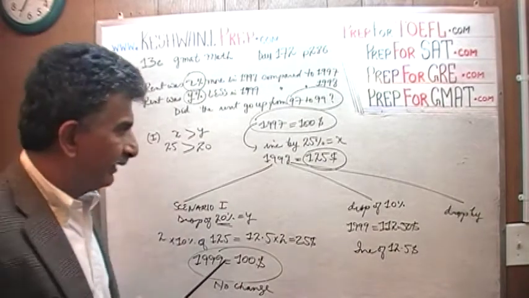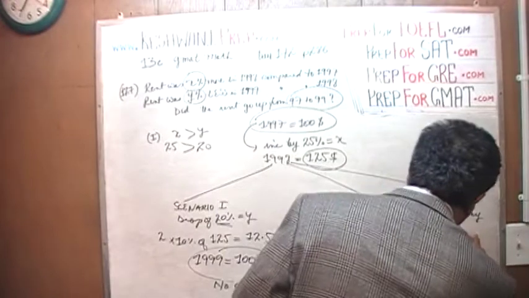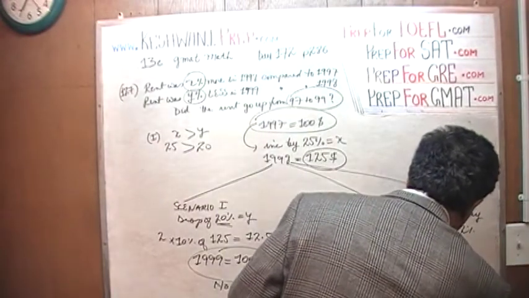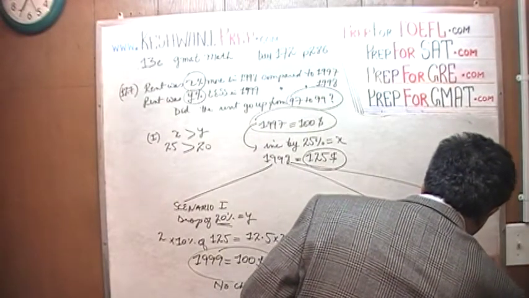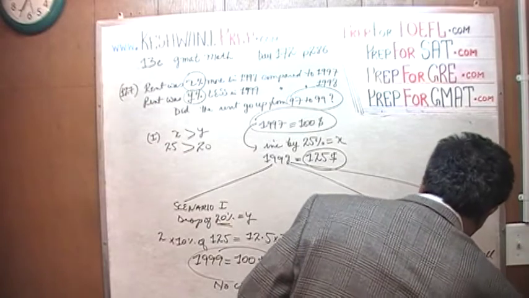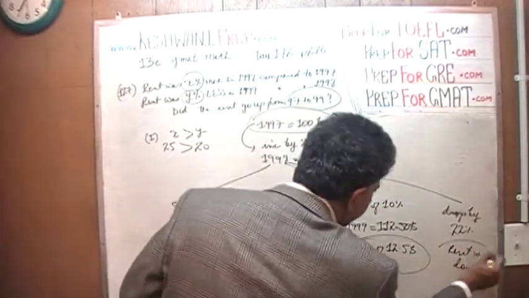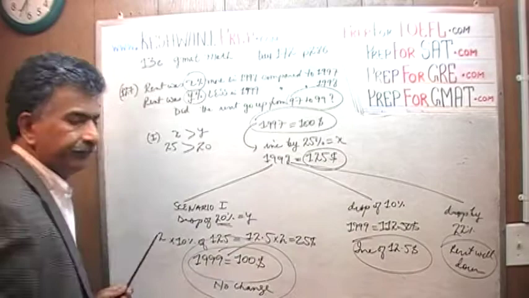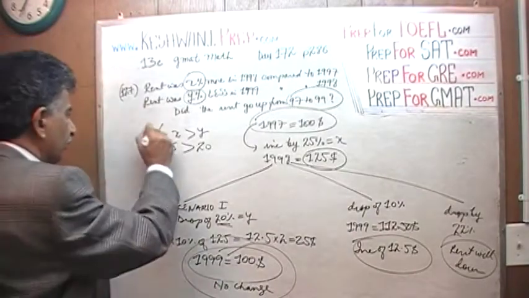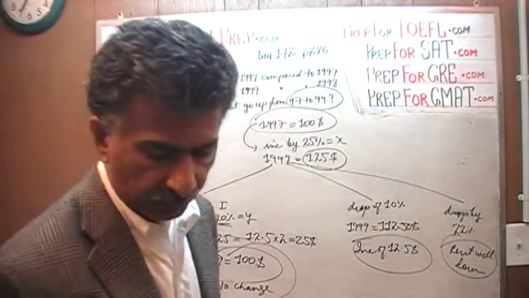So if the rent drops by, let's say, 22%, here the rent will be down. Here there was an increase. Here it is down. Here it stayed the same. So the first statement does no good.